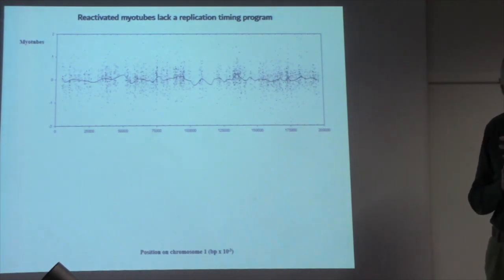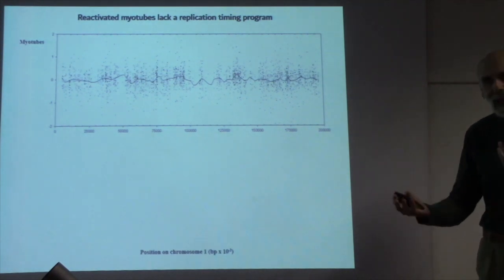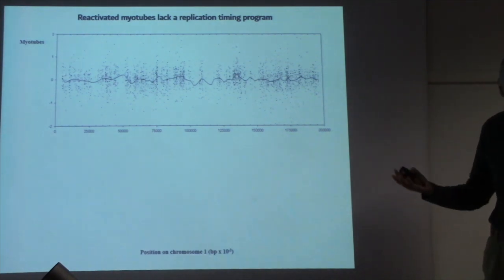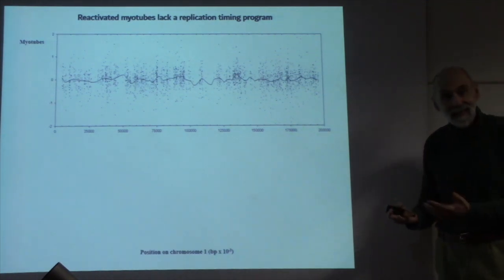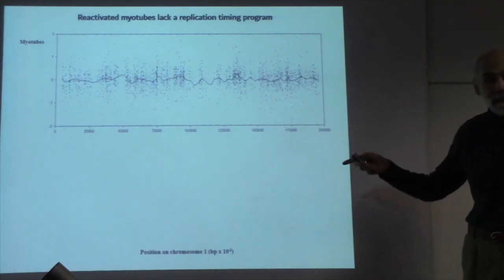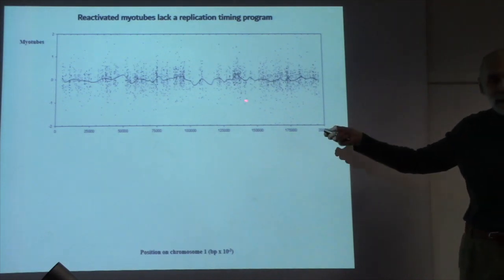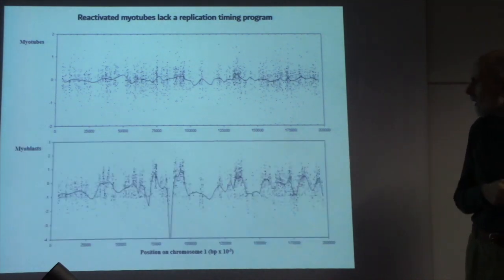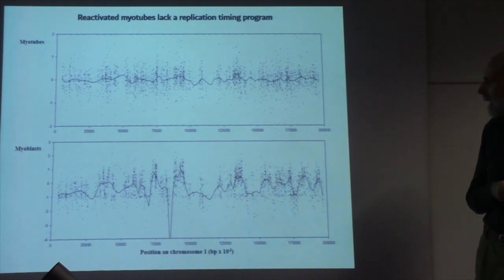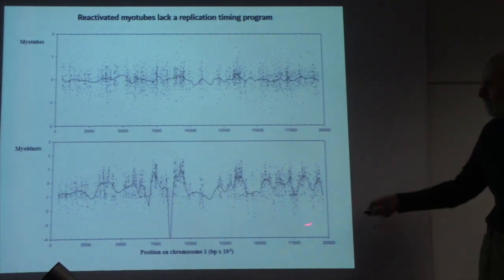In order to study a phenomenon, usually you want to have it or not have it, to see what difference it makes. But you don't have that situation, except in this case. Now the authors have it. They have a situation in which myotubes replicate without a replication timing, and they have another situation. Here is what you get in myoblasts. They have replication timing.